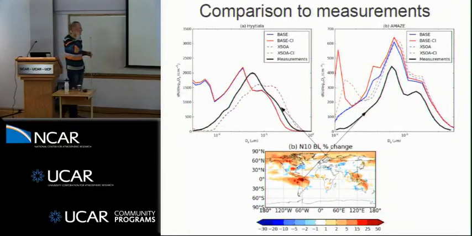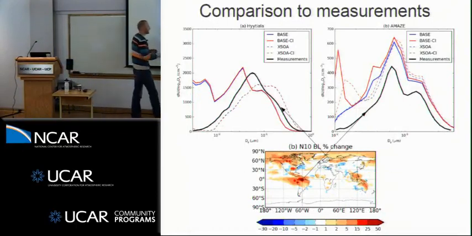And just comparing to measurements in two different places, this is in the middle of the Amazon for the Amaze site, right in the heart of where the biggest changes are. And that's this plot here. If you look at the difference between the solid blue and the solid red lines, that's a difference in the size distribution that we get from having that chemistry turned on when you move from the blue line to the red line. The black line are the measurements.